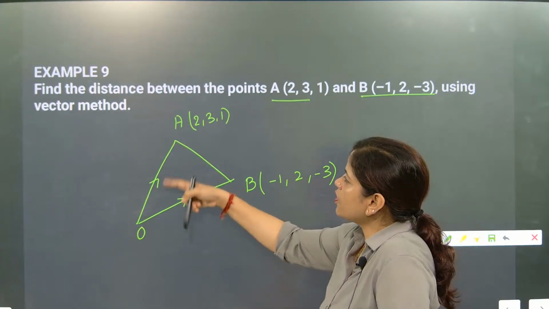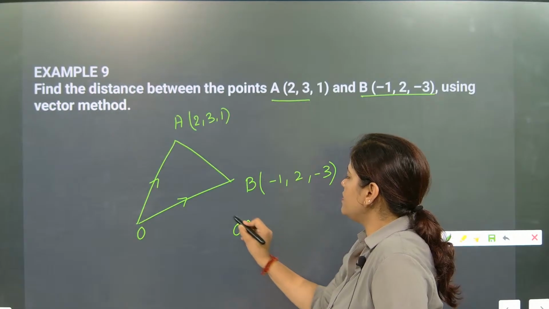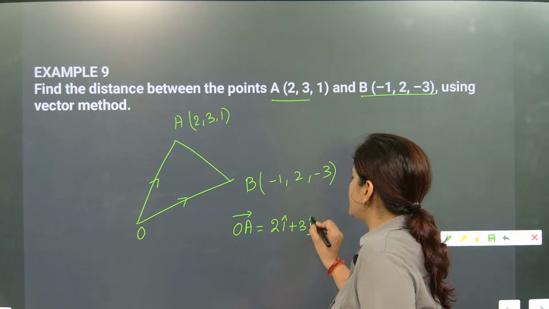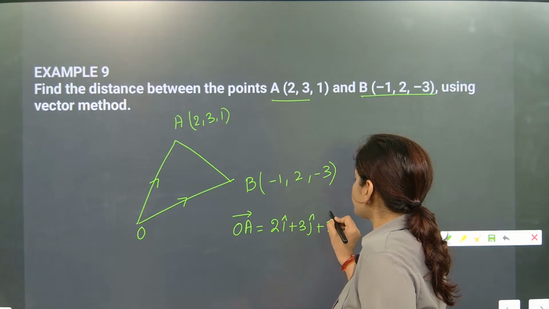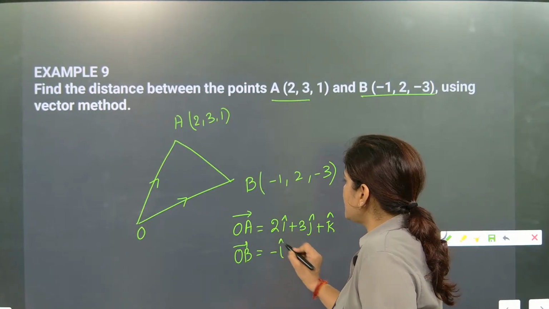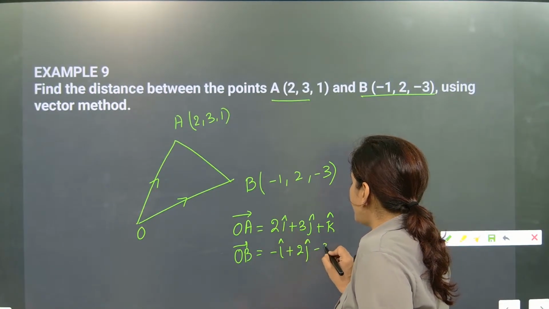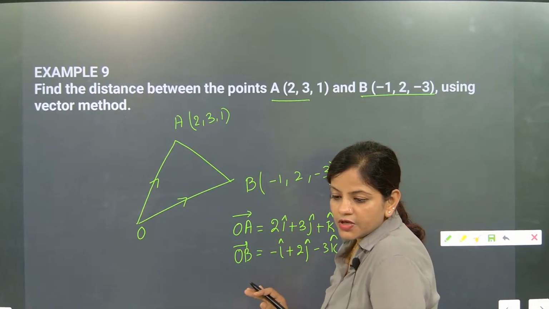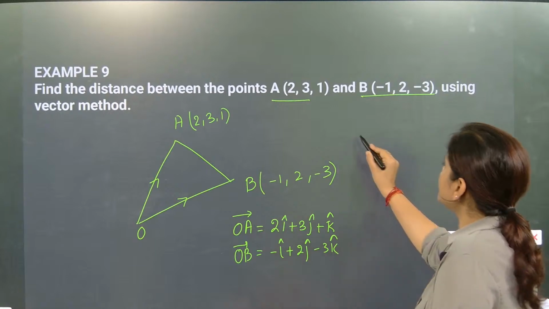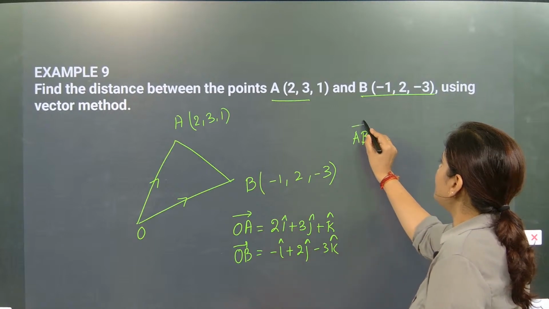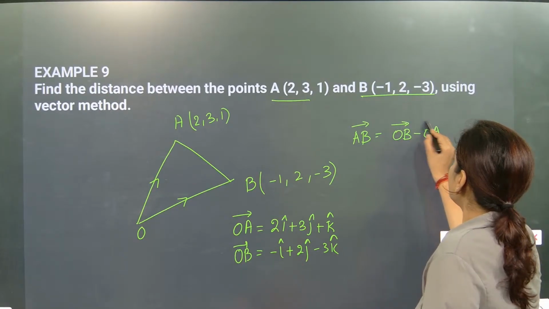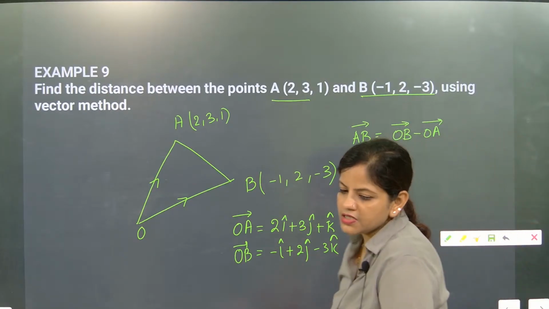Okay? So first, what is OA vector? OA vector will be written as 2i plus 3j plus k. Now what is OB vector, beta? OB vector is equal to minus i plus 2j minus 3k. Till here it is done. So now we need to find the distance of AB. So first we have to find what is AB vector. AB vector is equal to OB vector minus OA vector. Done? OB vector minus OA vector.